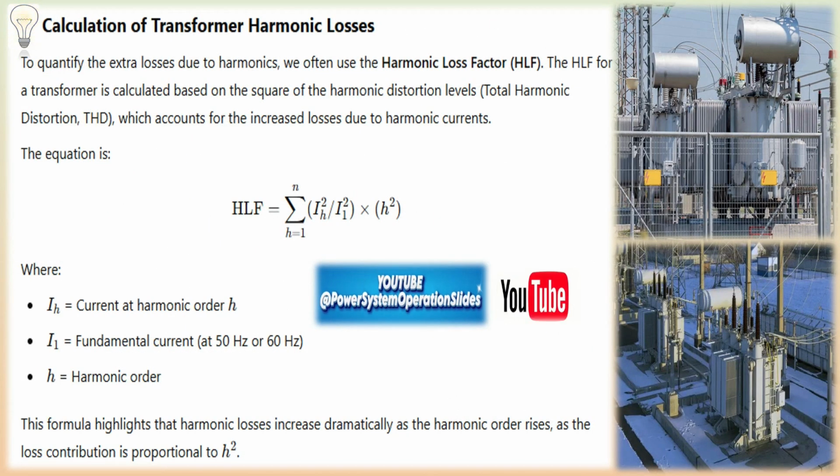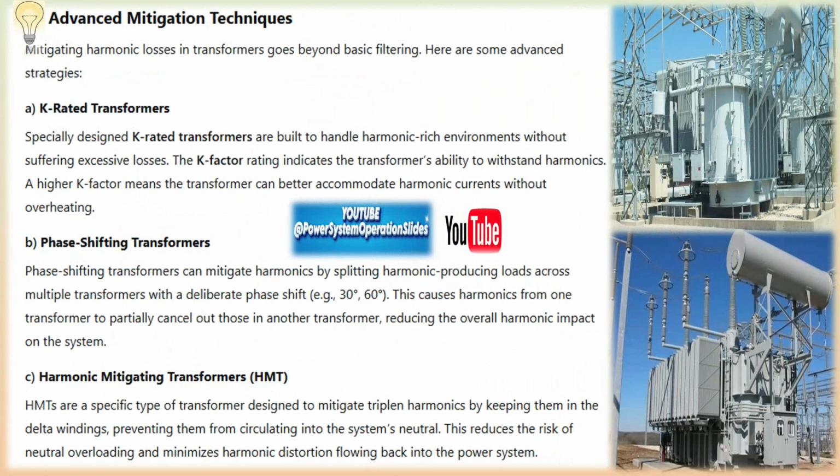Skin effect and proximity effect. At higher frequencies as present in harmonics, the skin effect causes current to be concentrated at the surface of the conductors, effectively reducing the cross-sectional area available for current flow. This increases the effective resistance of the transformer windings. Additionally, the proximity effect causes current distortion in closely spaced conductors, further increasing resistance. Both these effects lead to higher losses in the windings at harmonic frequencies.